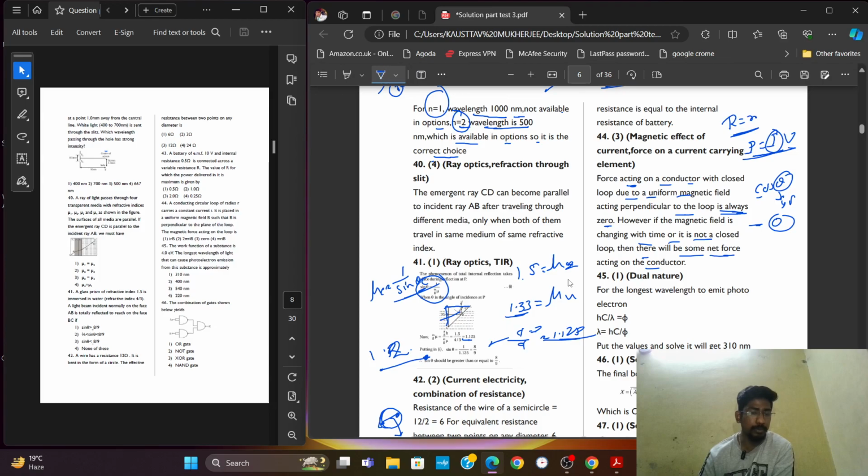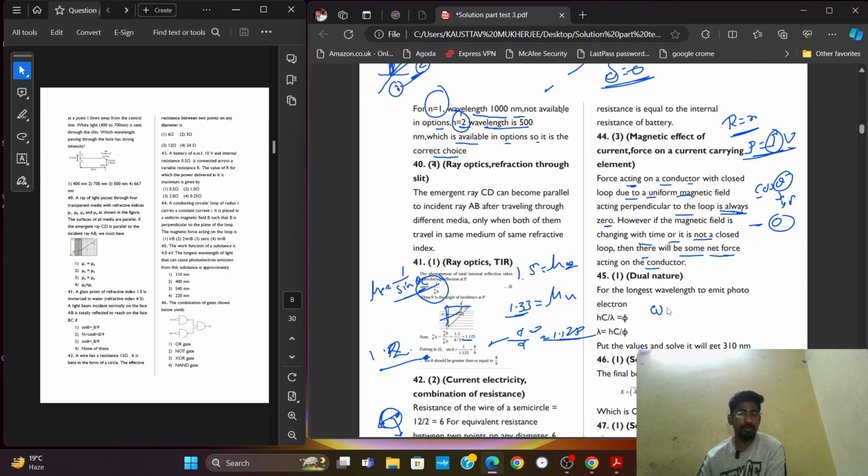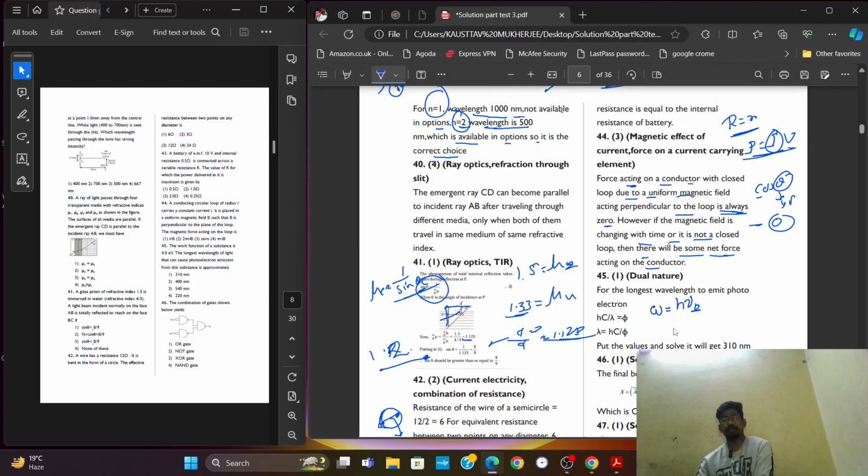The work function W is 40 electron volt. The longest wavelength of the light that can cause electron emission from the substance. Okay, we all know that W is equal to h nu naught, where nu naught is the threshold frequency, right?